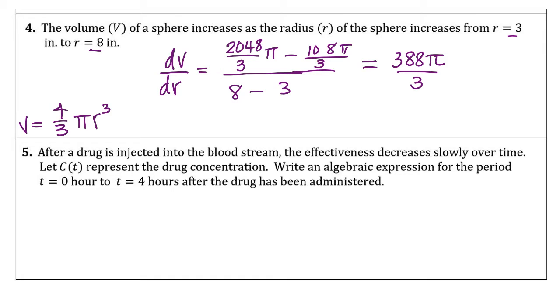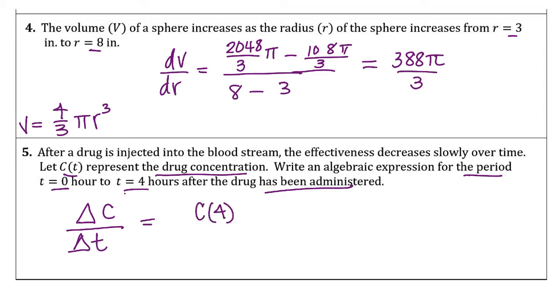All right, so now let's look at question 5. So after a drug is injected in the bloodstream, the effectiveness decreases slowly over time. C at T is the drug concentration. Write an algebraic expression for the period between 0 to 4 hours after the drug has been administered. So again, we're going to be talking about the change in C over the change in T, another way to write it. And so for that one, we're going to start with C at 4 minus C at 0, and that's going to be over 4 minus 0.